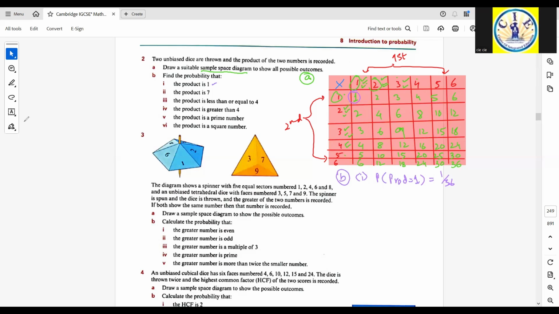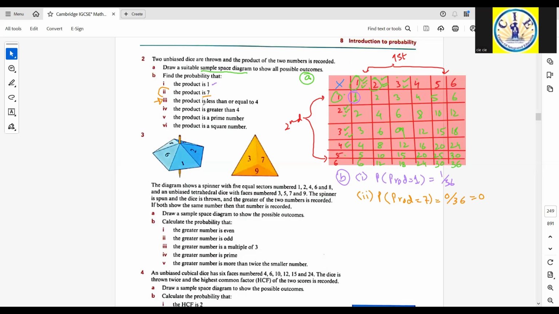Then for part 2, the product is 7. From this whole table, you see that there is not a single time that the product is 7. So the probability of the product being 7 is 0 by 36. That is 0.